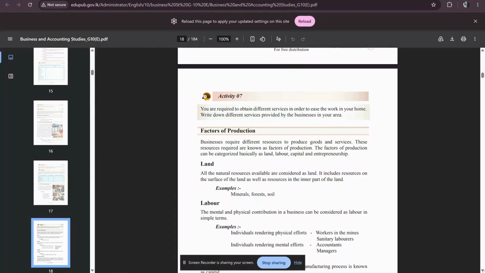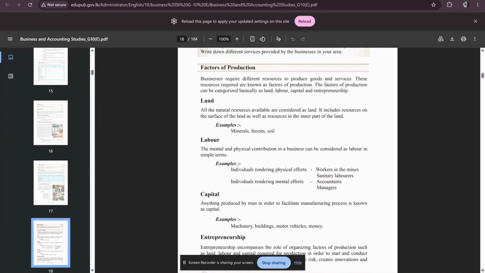Activity number 7. You are required to obtain different services in order to ease the work in your home. Write down different services provided by the business in your area. Factors of production.